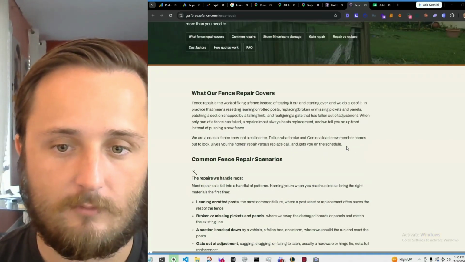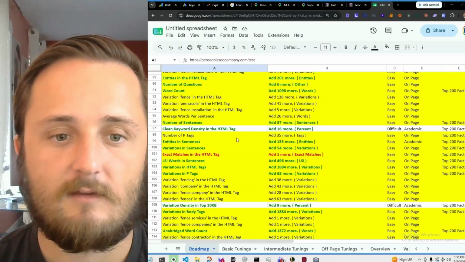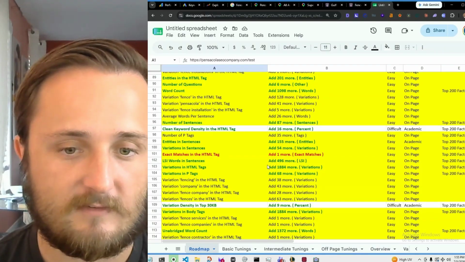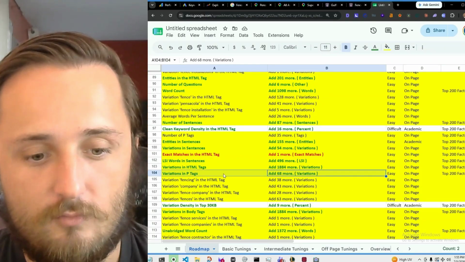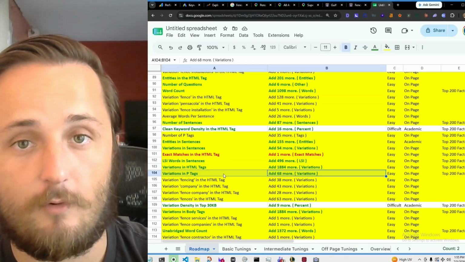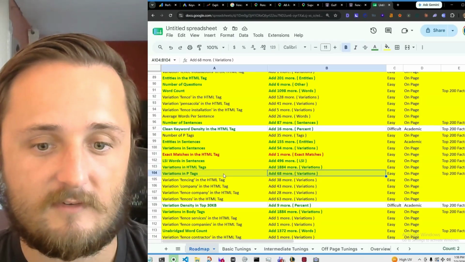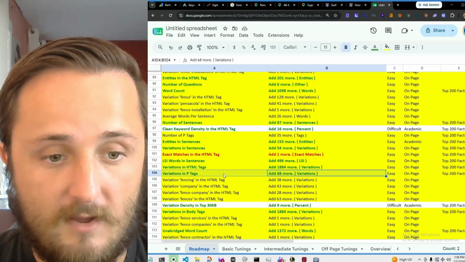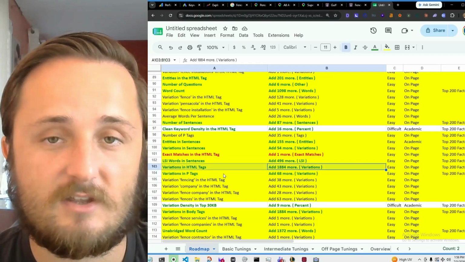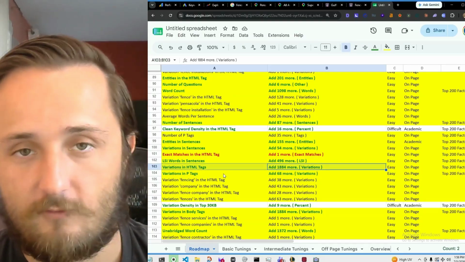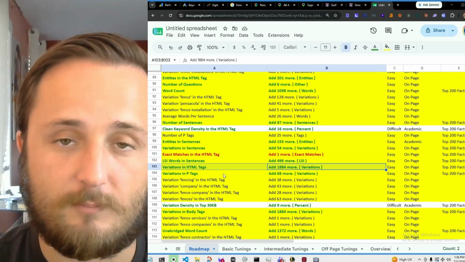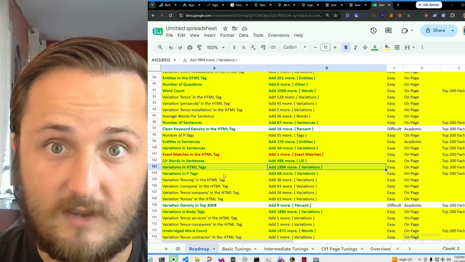So as an example, this is a P tag. And what this is saying is that in your paragraph tag, you need 68 more keyword variations in them. The one above is variations in HTML. So HTML tags are your H1s, your H2s, 3s, 4, 5, 6s. You've also got your P tags. You've got your listicle tags.